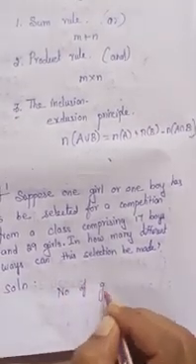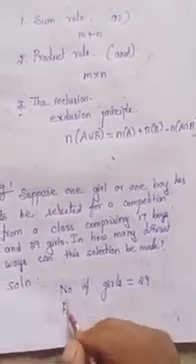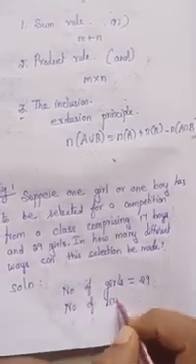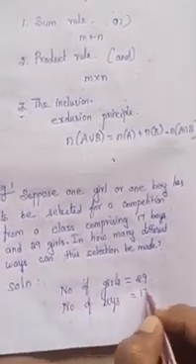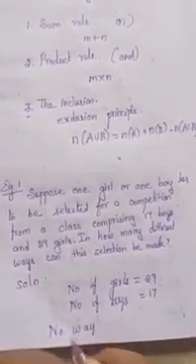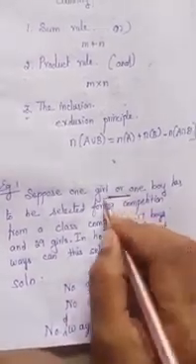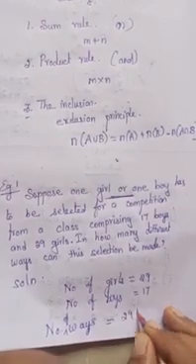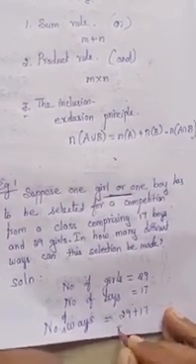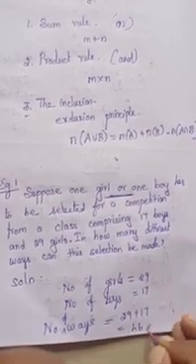See, number of girls is 29. The same way, number of boys is equal to 17. Now, number of ways to be selected is equal to, since this is asked, this or that, we can use 29 plus 17. So, how much do we get? 46.